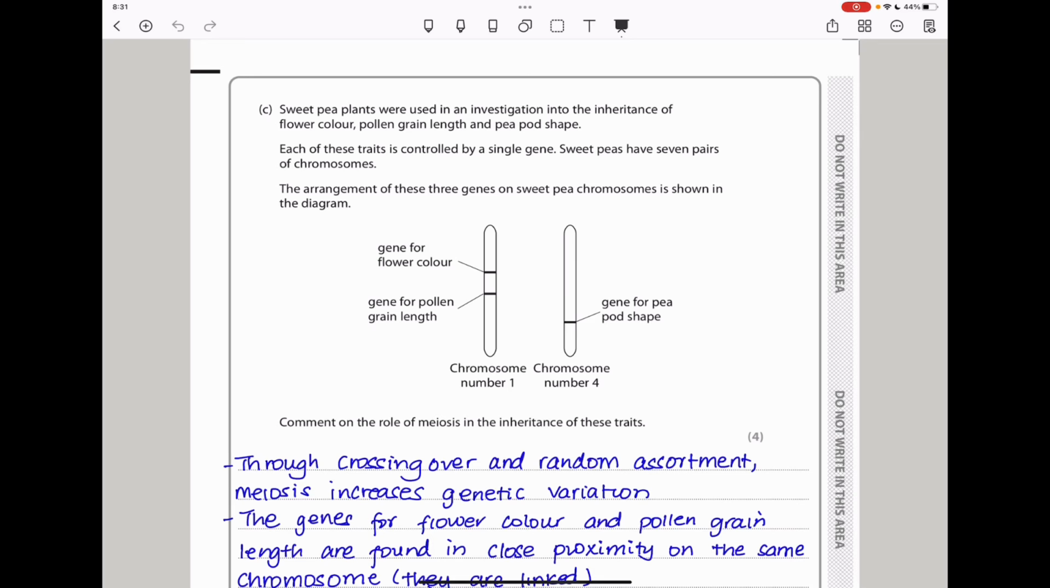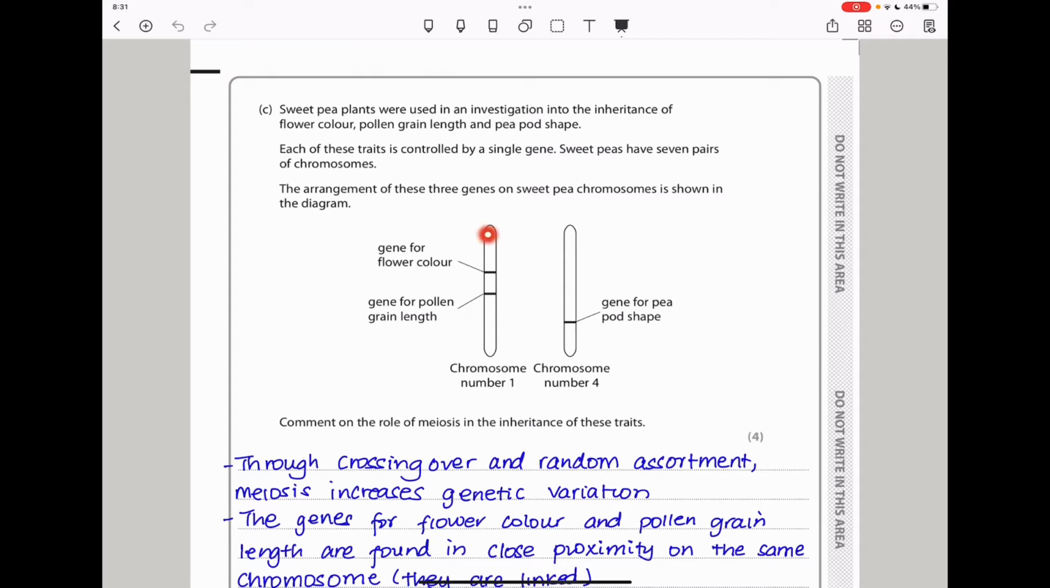Here they say, sweet pea plants were used in an investigation into the inheritance of flower color, pollen grain length, and pea pod shape. Each of these traits is controlled by a single gene. Sweet peas have 7 pairs of chromosomes. The arrangement of these 3 genes on sweet pea chromosomes is shown in the diagram.